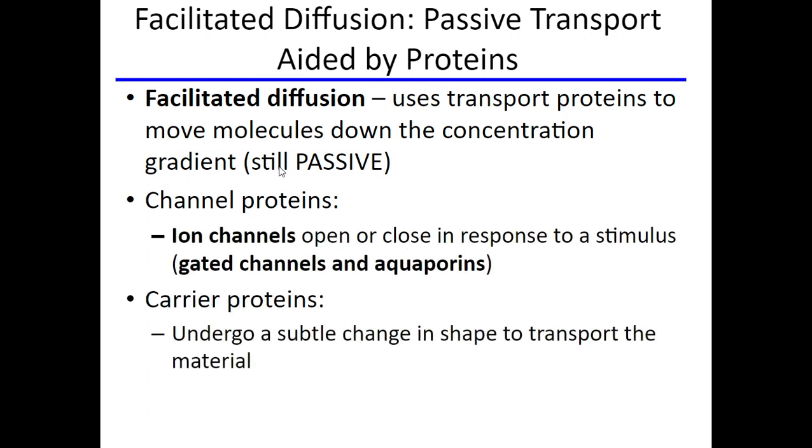There are two types of transport proteins. There are channel proteins and carrier proteins, and they're exactly as they sound. A channel protein is a protein that basically has a gate, more or less. And they will open or close in response to a certain stimulus, and that is probably going to relate to what they're going to be bringing in or leaving.